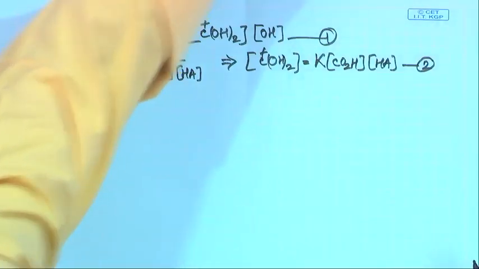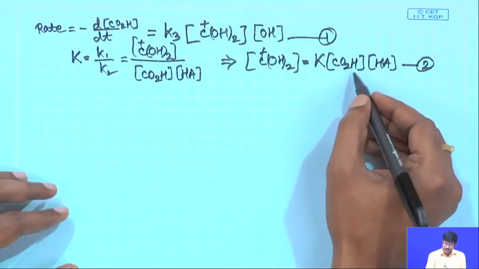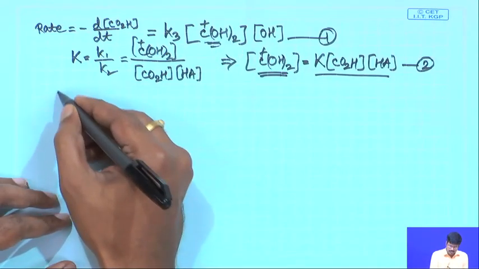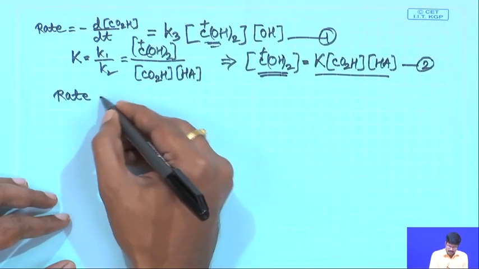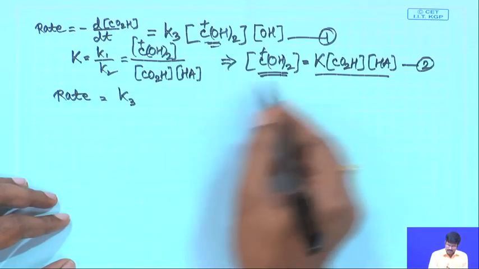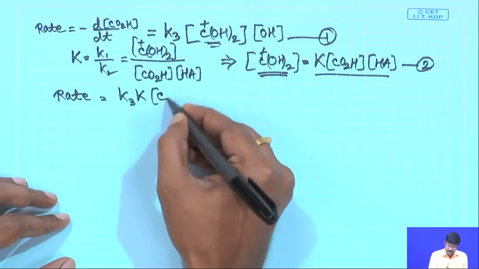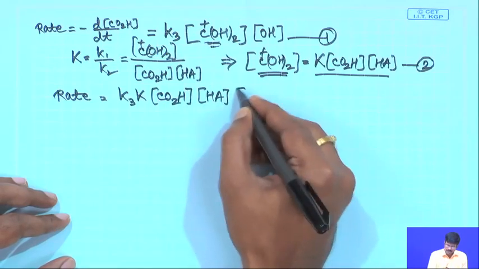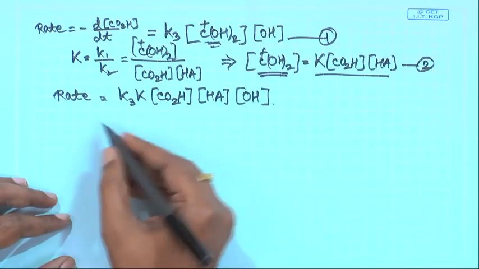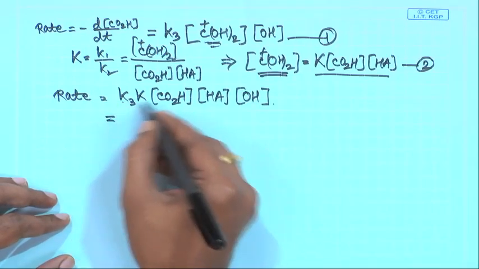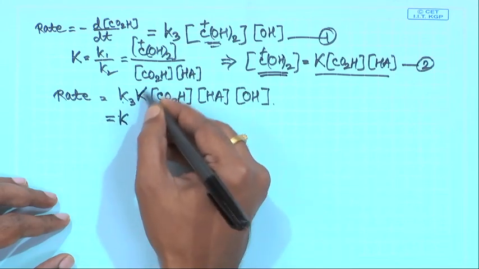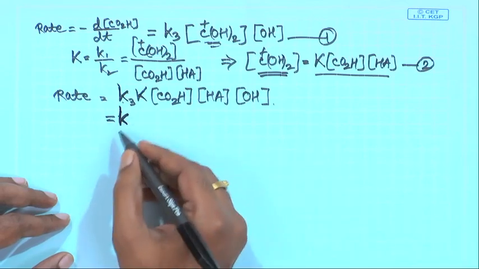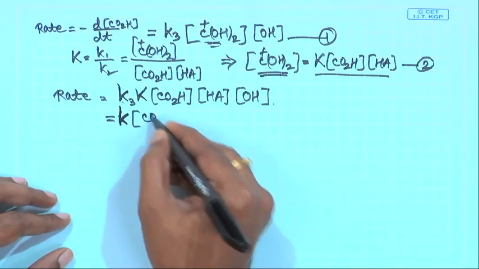If you replace this term, C(OH)2 plus, by this expression, then your rate becomes equal to K3 into capital K into CO2H, HA, into OH. Now, this K3 and K you can club together into a constant. This K is capital, this is small k. So, let us club them together into a constant small k, and then CO2H.